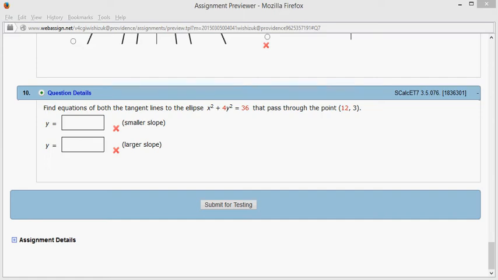Alright, let's look at homework 3.5, problem number 10. We want to find the equations of both tangent lines to the ellipse x squared plus 4y squared equals 36 that pass through the point (12, 3). So it seems like there are two of them. Let's find that.